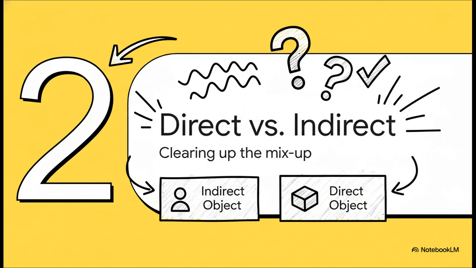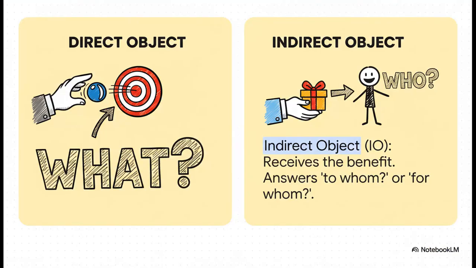Okay, so now that we've got a handle on what the indirect object is, let's clear up the biggest mix-up out there, direct versus indirect objects. This slide lays it all out perfectly. Just think of it like this, and you'll never get it wrong again. The direct object answers what? The indirect object answers to whom or for whom. So it's pretty much the what versus the who. One gets the action, the other gets the benefit.